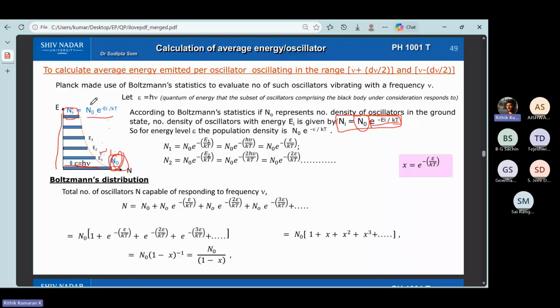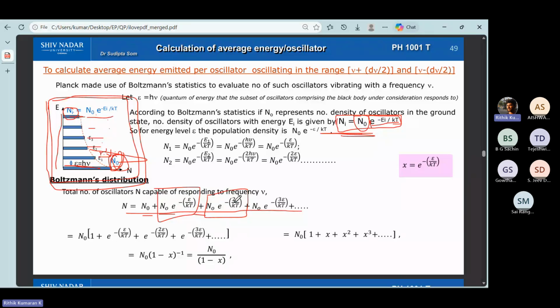Right? So now, if I have to get the whole number of oscillators in this system, I should add the number of oscillators in each level. Correct? So what I will do, I will add n0, n1, n2, n3 till ni. So here they expanded the n1, here they expanded the n2 using this formula. So they expanded this. So you will get this equation.